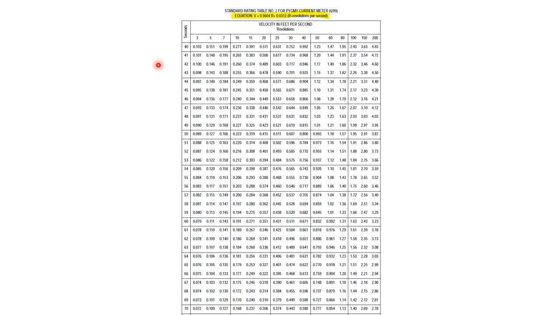So this is how we use what we measure in the field with a Pygmy meter: our revolutions in an amount of time, our distance across our tape, and our depth at our site. This is how we use all of those things to calculate a flow rate for that stream location.